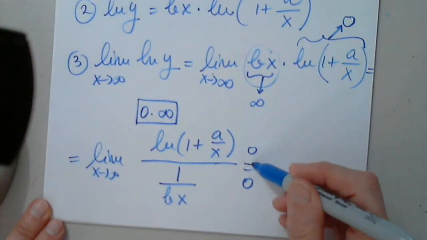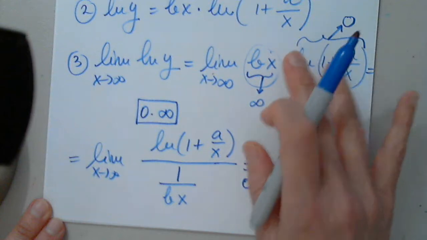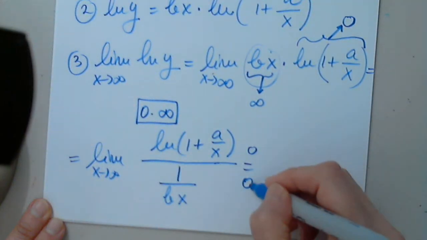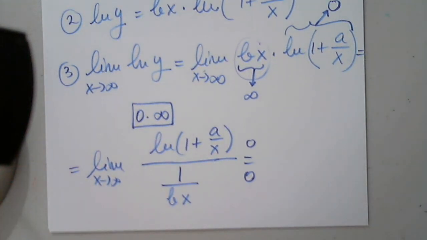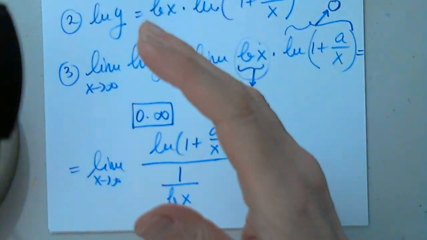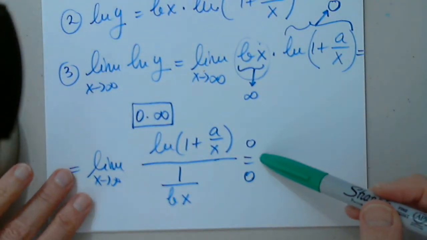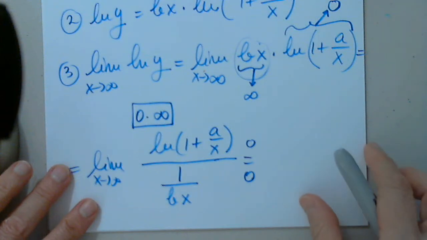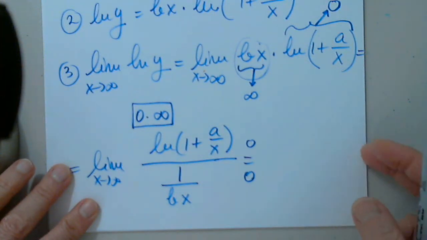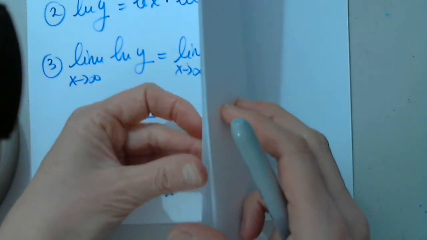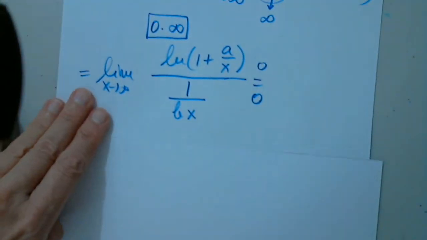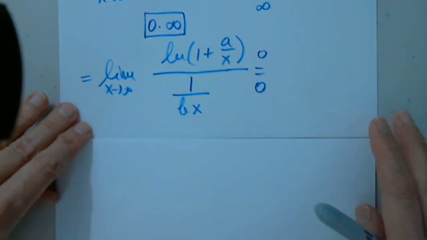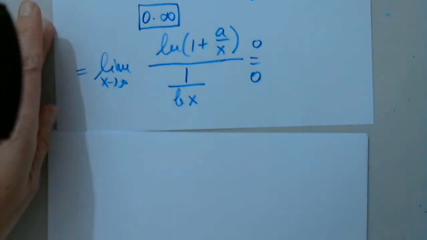Good. So now, do we all understand how we manipulated this to become this and have 0 over 0? Do we understand that step, everyone? Yes? Do I continue? Yes. Okay. Good. So now we can apply L'Hopital's rule. Only now we can apply L'Hopital's rule.